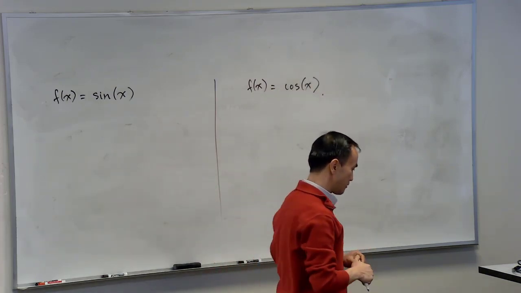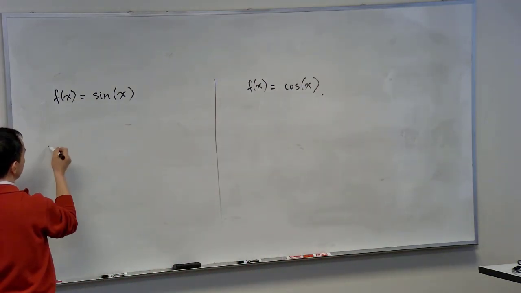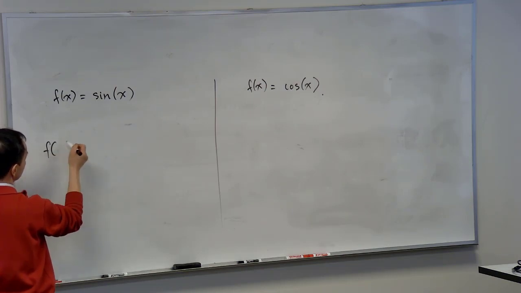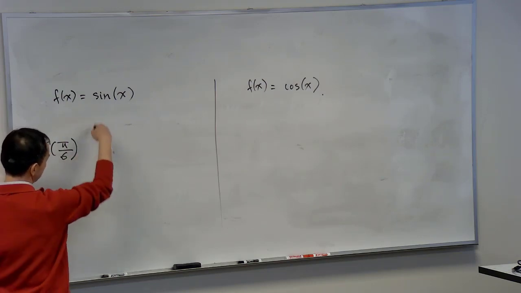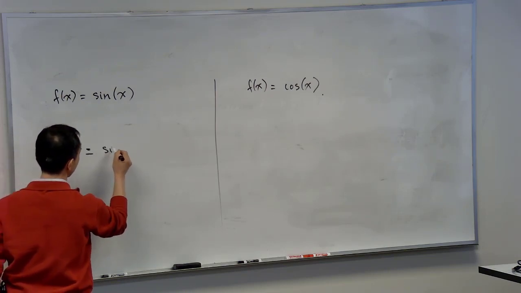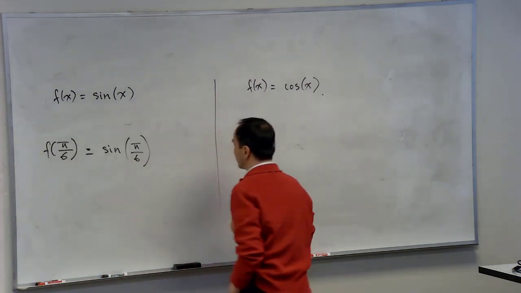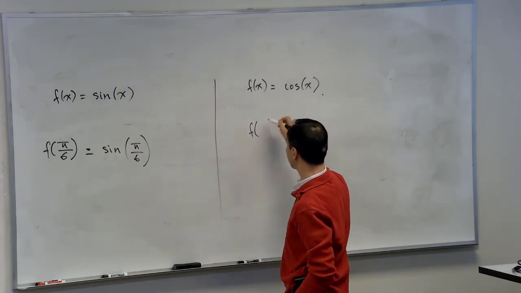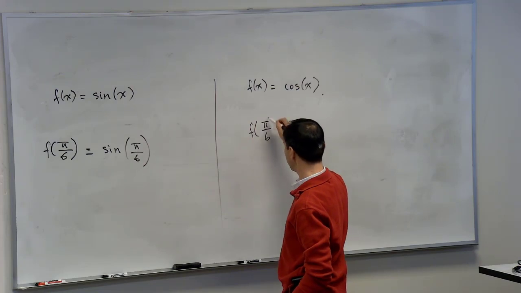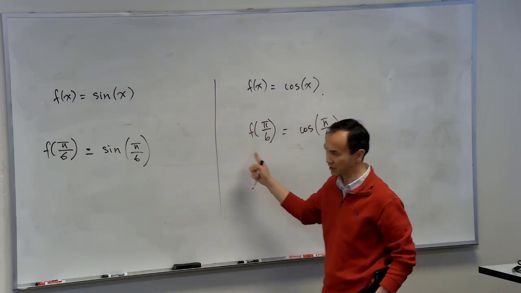I want you to evaluate this. I'm going to pick an angle, sine of pi over 6. So f of pi over 6 in this column means I'm looking for sine of the angle pi over 6. And for this column, f of pi over 6 again means cosine of pi over 6. Two separate functions, even though I named them the same.